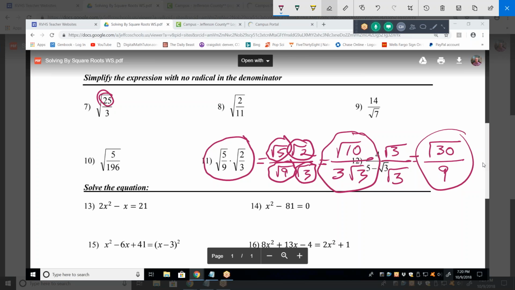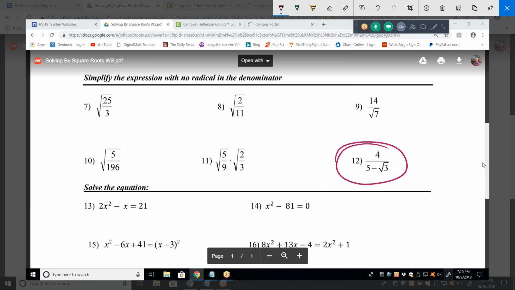Okay. Now, let's just cover one more of these. I've got to cover this one because this is completely different. On this one, we have a similar problem. We have an irrational denominator. Well, I can't multiply by the square root of 3. That won't change it. But what I can multiply by is the conjugate of this denominator.